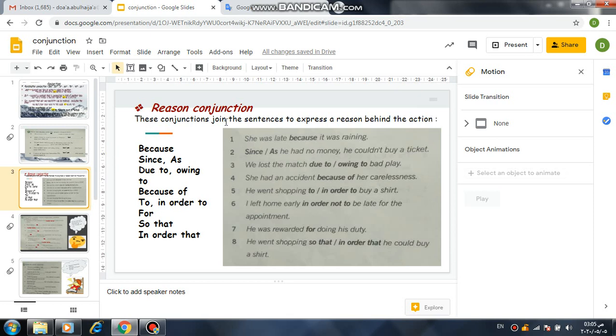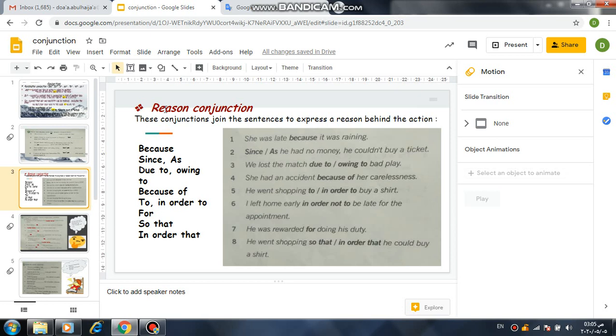What are reason conjunctions? Reason conjunctions are because, since, as, due to, owing to, because of, to, in order to, for, so that, in order that. Let's start with this example. Number 1. She was late because it was raining. The reason she was late is it was raining.